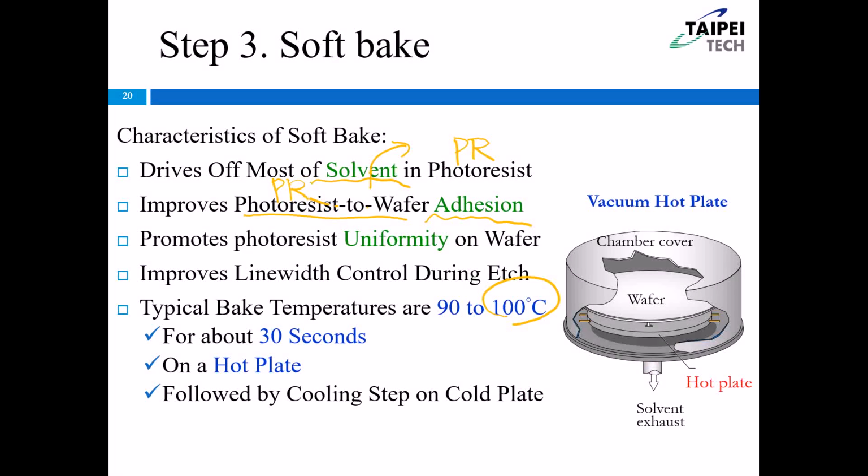So that's the reason for the soft bake: I want to remove the solvent of the PR because I want to improve the adhesion ability. Also, we can improve the PR uniformity. We want to improve the PR uniformity.